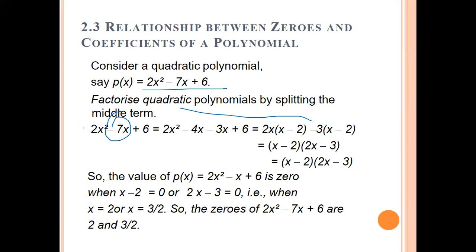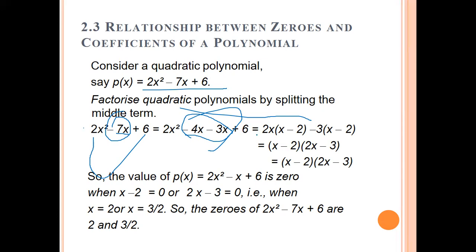We have to split this −7x into two terms. If we add the two terms, we get −7x. If we multiply those two terms, we will get 6 × 2x², that is 12x². The two terms are −4x and −3x. If you add these terms, you will get −7x. If you multiply these terms, you will get 12x².